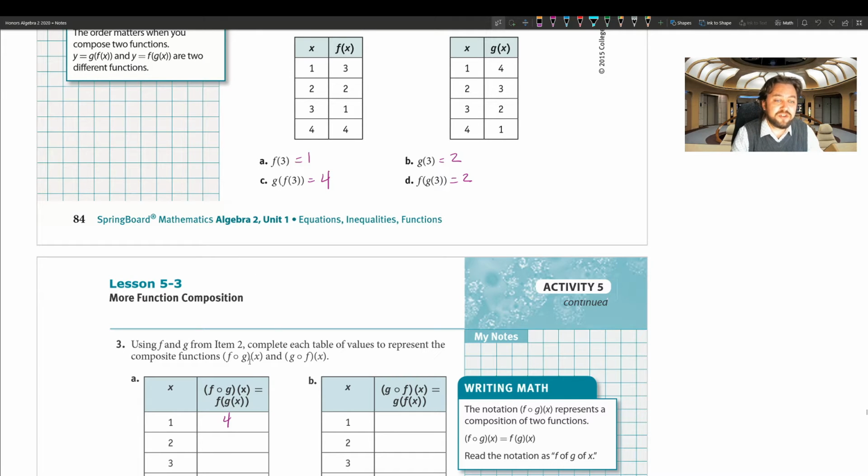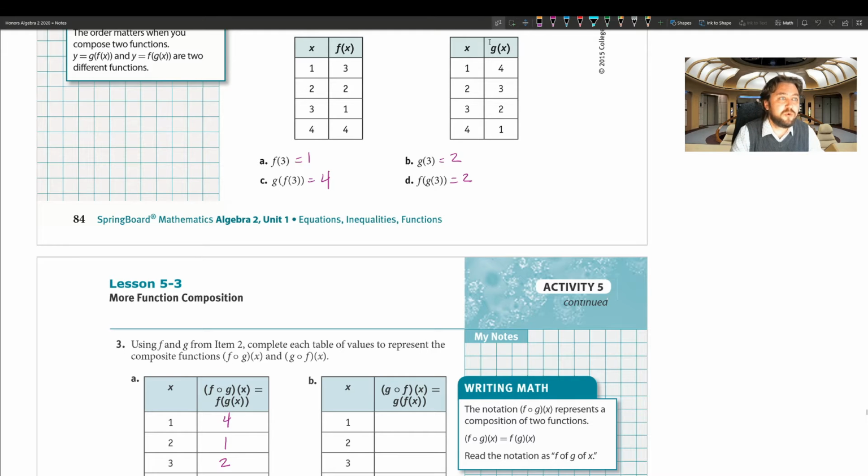I'm going to do it again. So I'm going to start in g and then go to f. So I'm starting in g with 2. I'm getting a 3. I'm going over here with 3, and x comes out as a 1. I'm going to do it again. I'm going to start off with my g as 3. I get out a 2. I put a 2 in over here, and I get a 2 out.